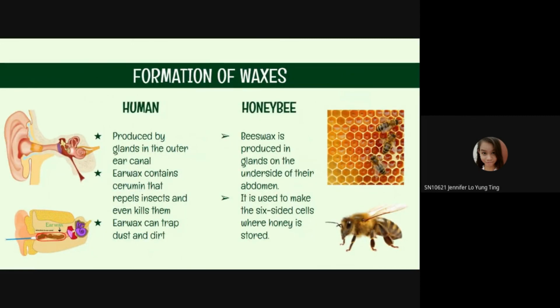In humans, wax is produced by the glands in the outer ear canal. Earwax contains cerumen that repels insects and sometimes even kills them. Other than that, earwax can trap dust and dirt, preventing them from reaching our eardrum. Apart from humans, a honeybee will produce beeswax in glands on the underside of its abdomen. The wax is very important since it is used to make the six-sided cells where honey is stored.